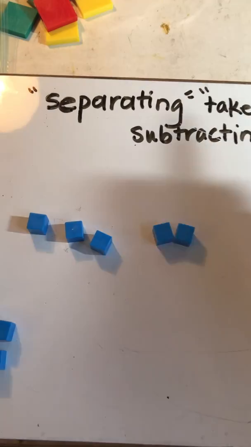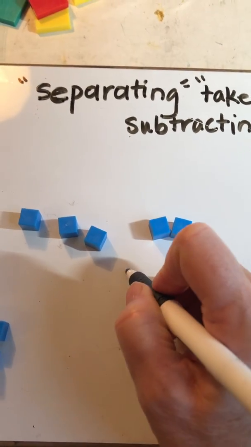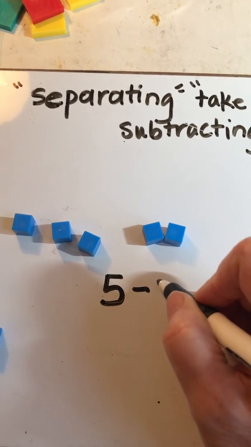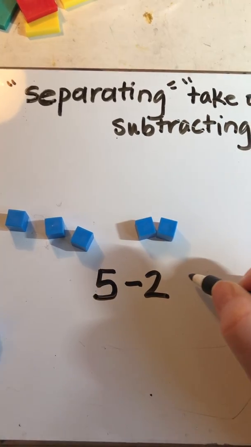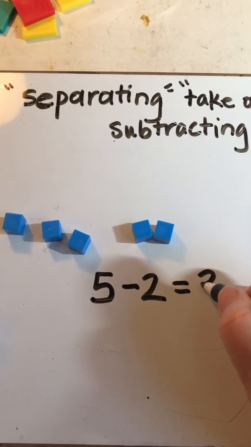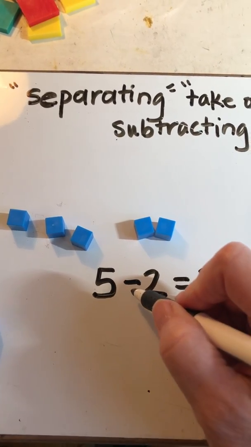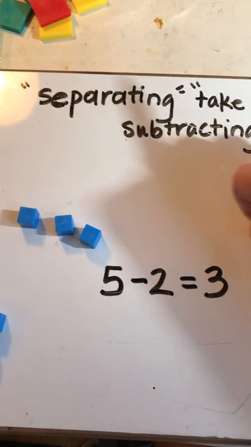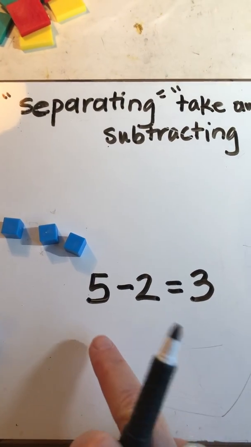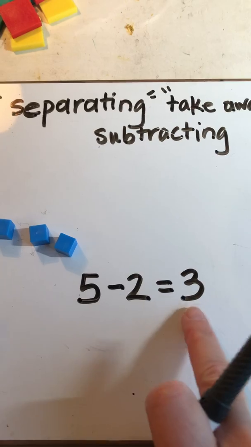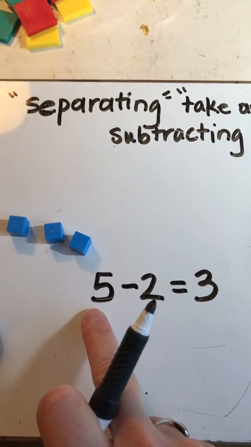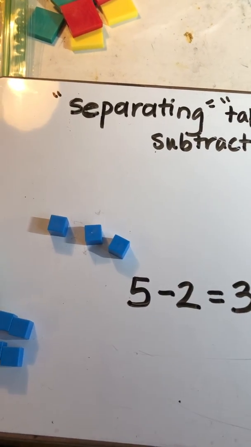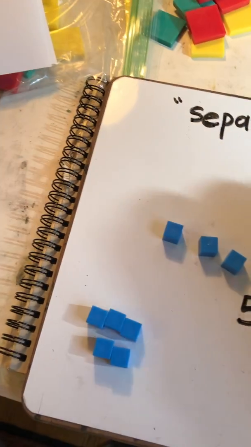So if we had to write a math sentence for that, we would write, they had 5 waffles. Their dad ate 2 of them. And then they had 3 left. And you see that symbol I used? That's our subtracting symbol. That means we're taking away. And you notice when we're subtracting or taking away, our answer is always going to be smaller than what we started with because things are disappearing or going away. Good. All right.